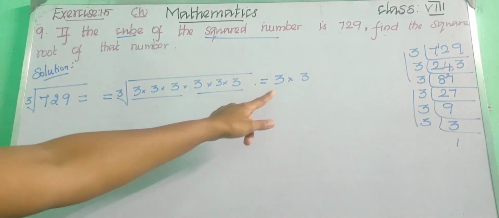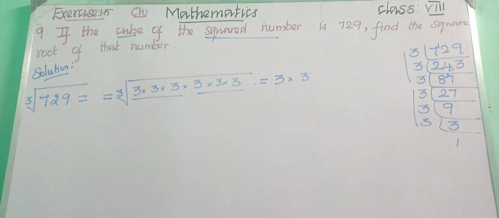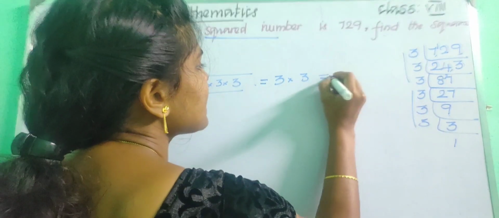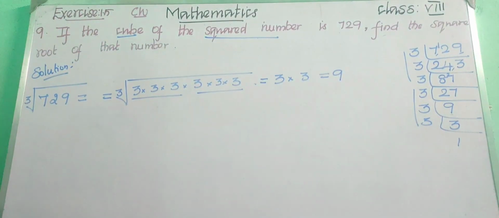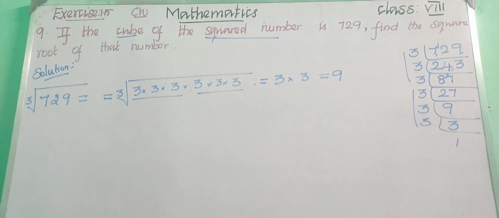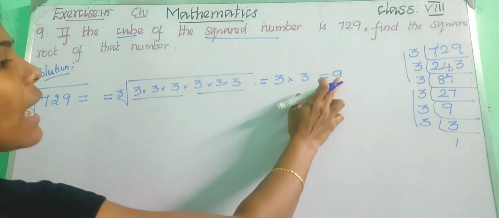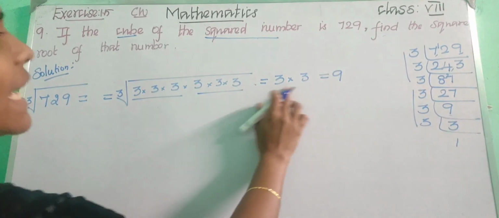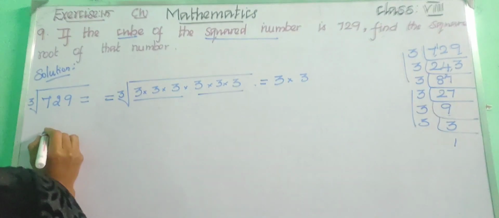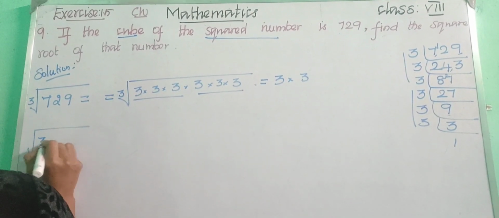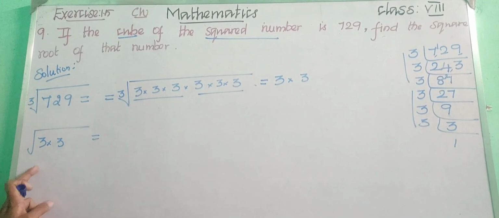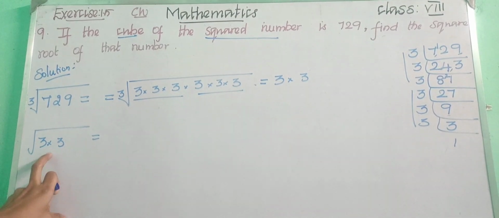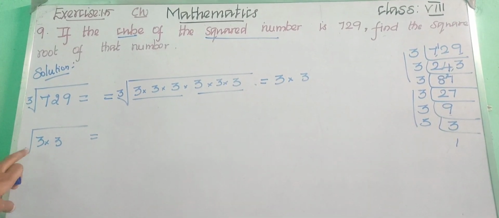Okay, children, now we find the cube root. For finding the cube root, we got the answer as 9. So 3 into 3 is 9, right? Now we are going to find the square root of this 9. How will you find the square root? We can take this 3 into 3, right? Square root of 3 into 3. We are finding the square root. What will you get?